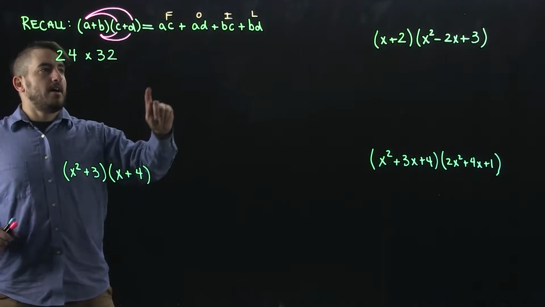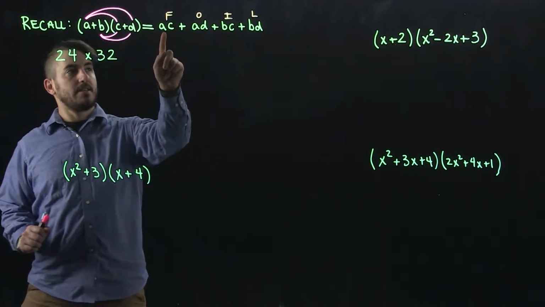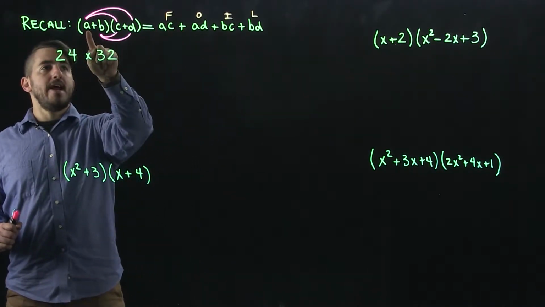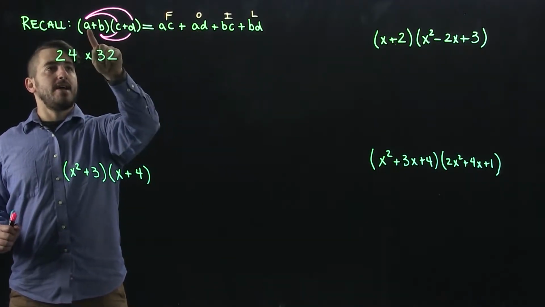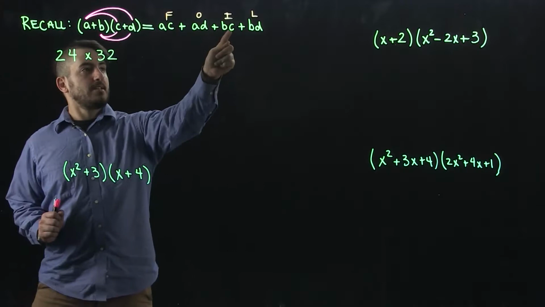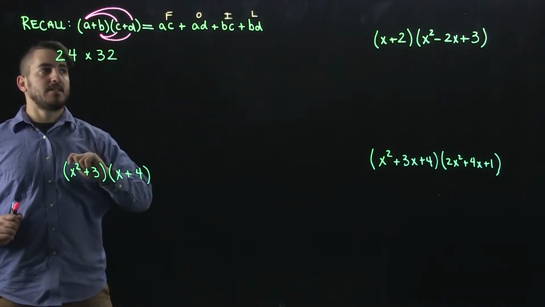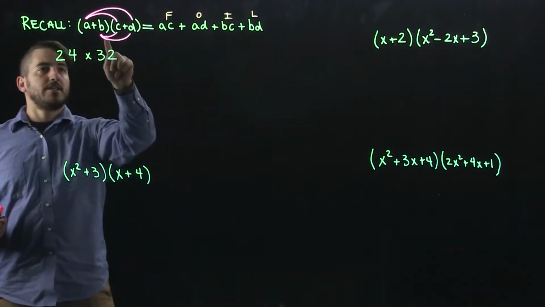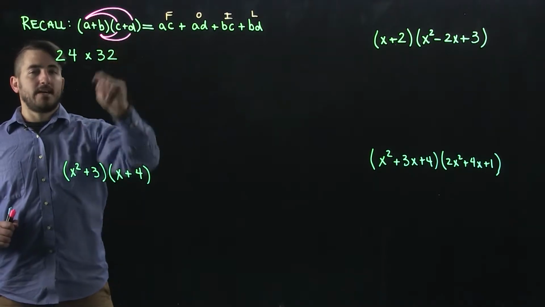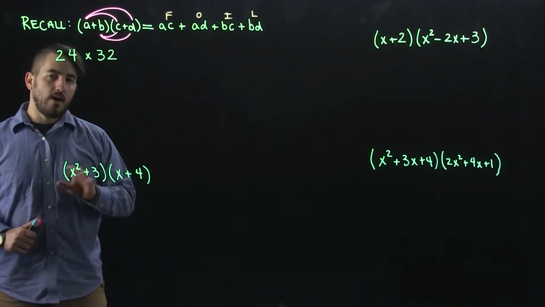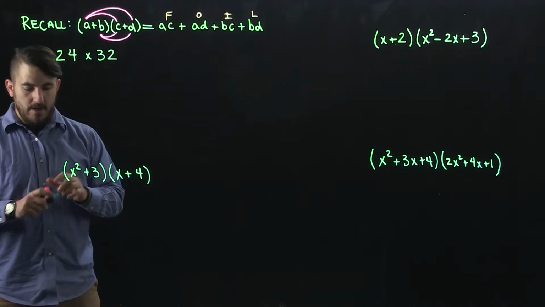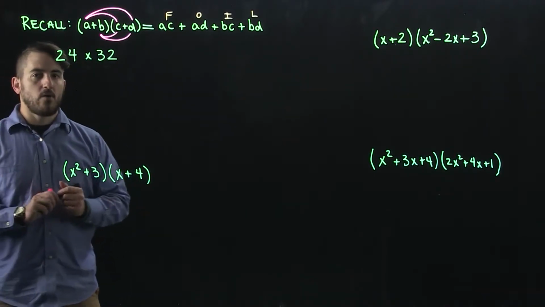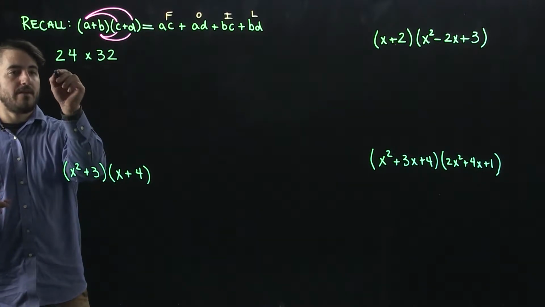Now, a common acronym with this is FOIL. The first, a times c, plus the outside, a times d, plus the inside, b times c, plus bd, which is the last terms, b times d. So I want to carry this into multiplying two numbers. This may not be how you normally multiply, but this is a correct way of doing it.